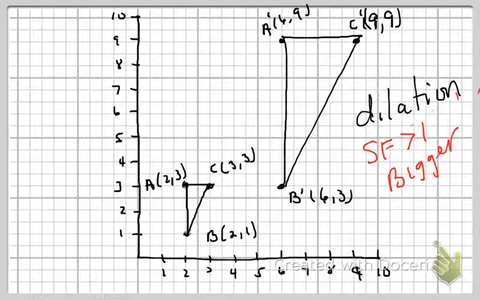Just like you see here. If you see triangle ABC, and then you see A prime, B prime, C prime, it got bigger. And we're going to look at the scale factor here to figure out how much. If the scale factor is between 0 and 1, that means it's like a fraction or a decimal, then the shape gets smaller.